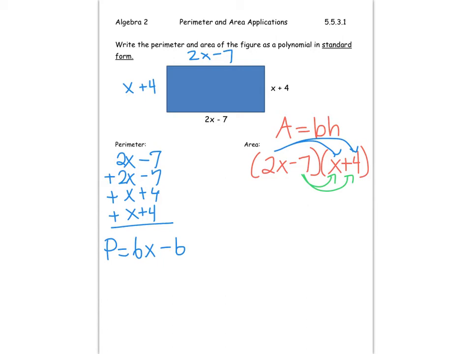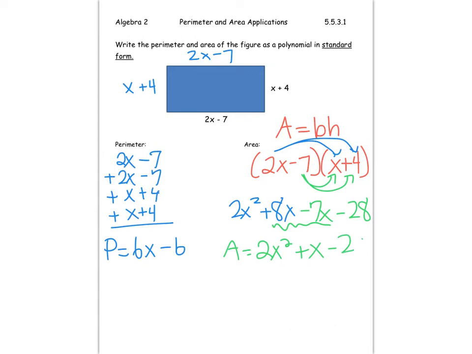So 2x times x would be 2x squared. 2x times 4 would be 8x. And then negative 7x, negative 28. So if we put our like terms together, the area in standard form is 2x squared plus x minus 28. Okay, let's move on to another.